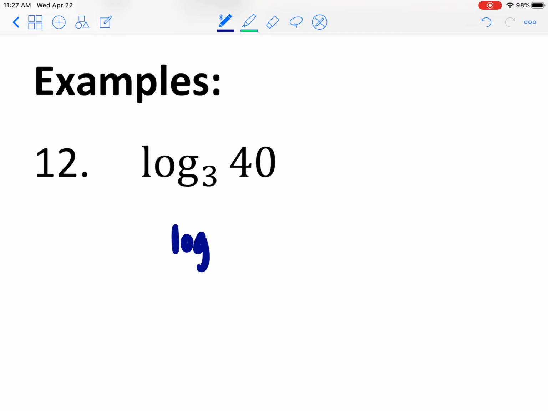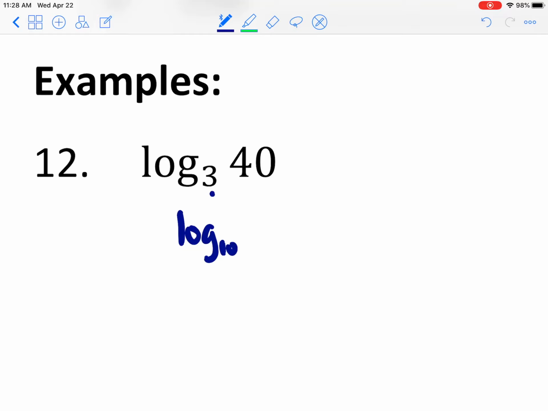Okay? All right, so now, what if we have something like number 12 here, the log base 3 of 40? If this was the log base 3 of 27, this wouldn't be an issue. I know that 3 to the third power makes 27, so there's an exact value here. But this is saying 3 to what power is going to make 40? Is there going to be an exact power of 3 that makes 40? No, which means this is something that we have to be able to evaluate with the calculator.